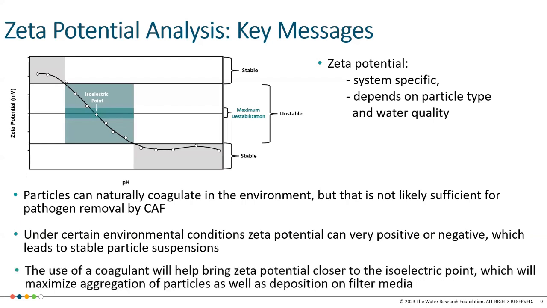And so finally, in the water industry, we use coagulant to help bring zeta potential closer to the isoelectric point, that is a zeta potential of 0, which will maximize aggregation of particles as well as particle deposition on filters.